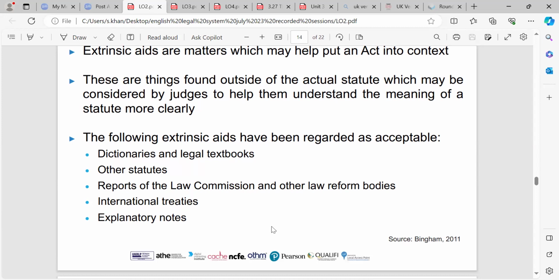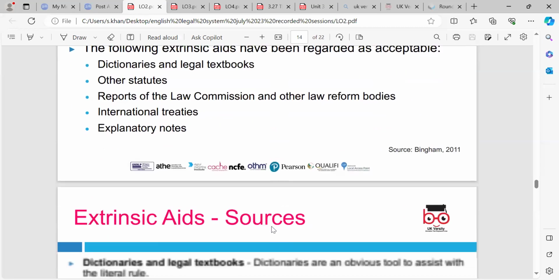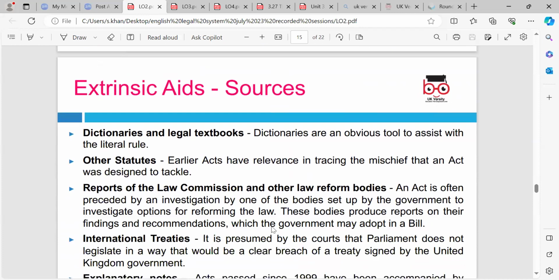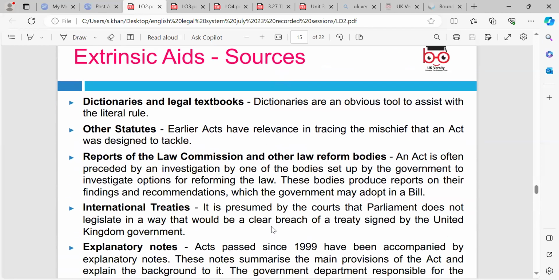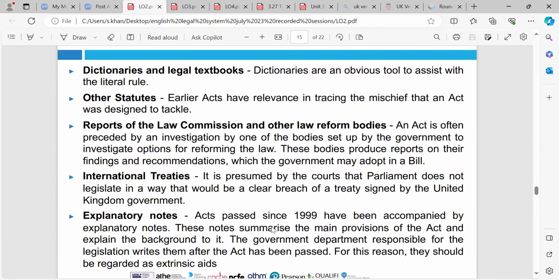So we've got dictionaries and legal textbooks, other statutes, reports of the Law Commission and other law reform bodies, international treaties, and explanatory notes. Then we've got sources such as dictionaries and legal textbooks. And dictionaries, as we mentioned, are the obvious tool to assist with the literal rule. Other statutes, so earlier acts that have relevance in tracing the mischief that an act was designed to tackle.